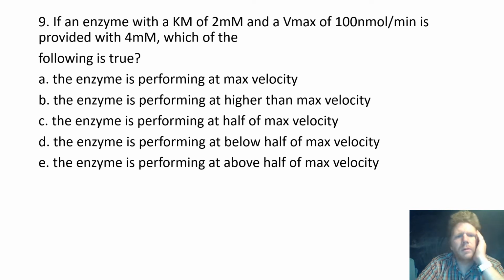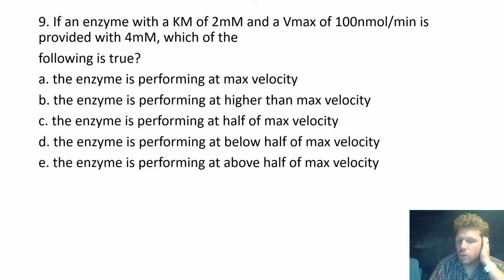So I had a lot of people ask about this question number 9. This question number 9 and question number 11. To a degree, they're very similar questions because they're both asking about Michaelis-Menten kinetics. Question number 9 reads, if an enzyme with a Km of 2 millimolar and a Vmax of 100 nanomolar per minute is provided with 4 millimolar of the substrate, which of the following is true?